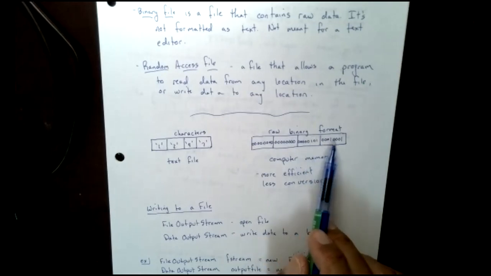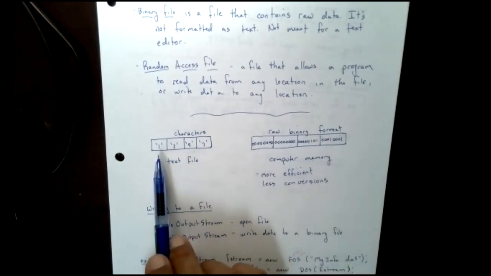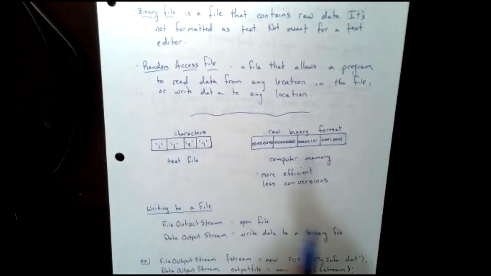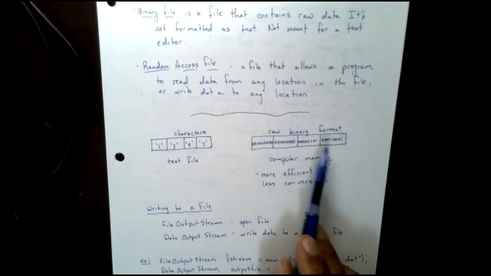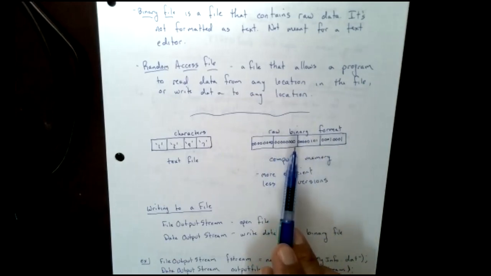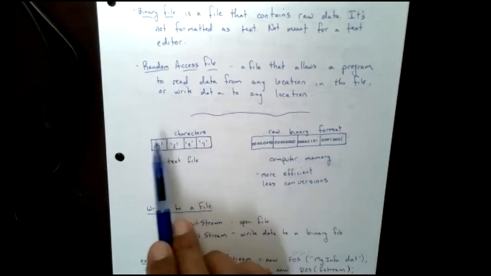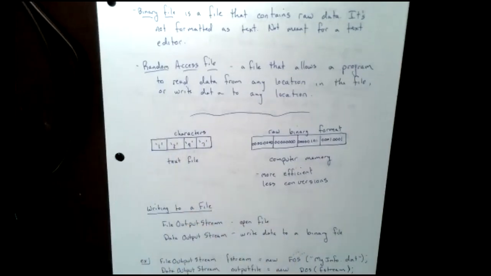So if you added those numbers up, I would actually get the number 1,297. So this is the binary form representation of the number 1,297. If I stored it as characters, it would look something like that.